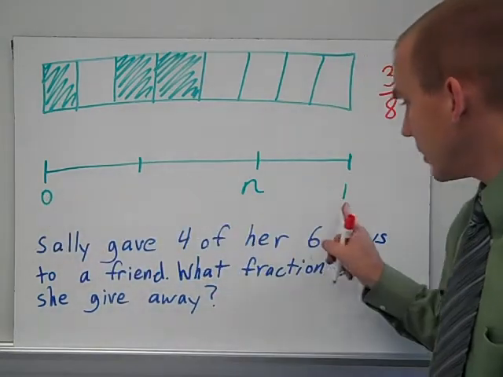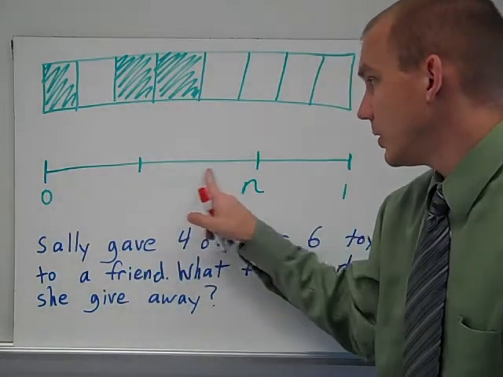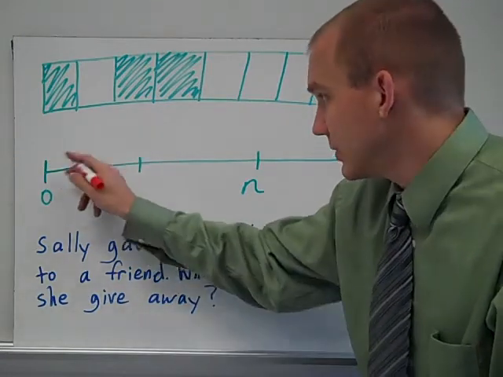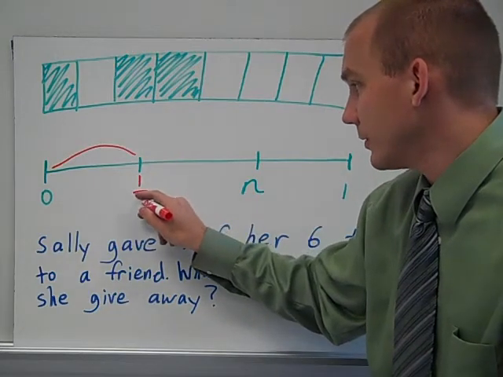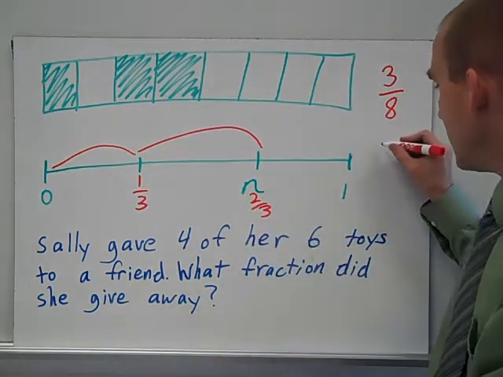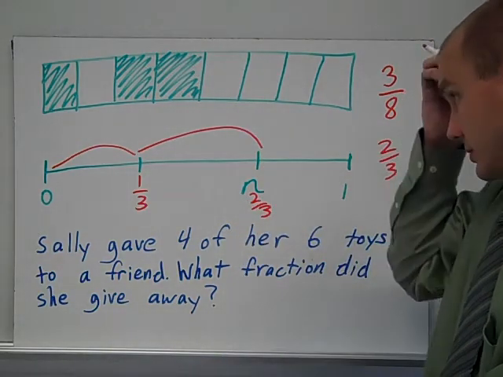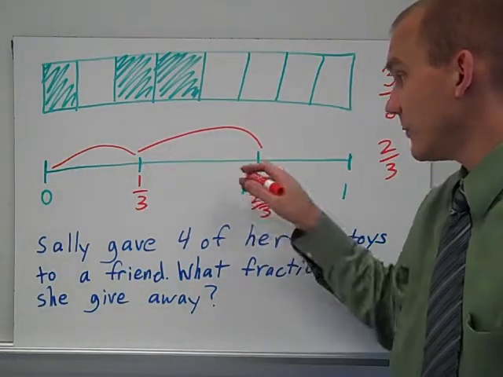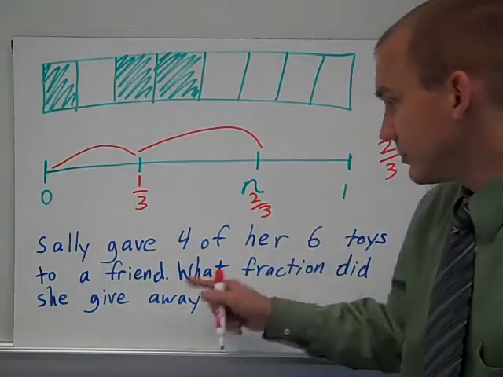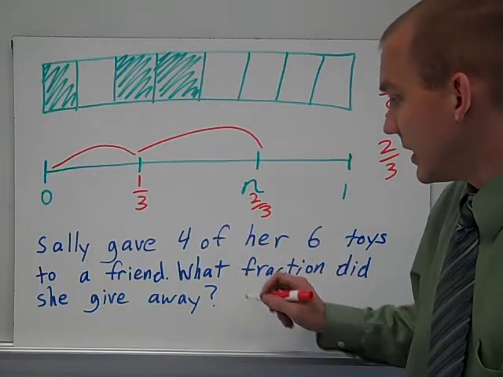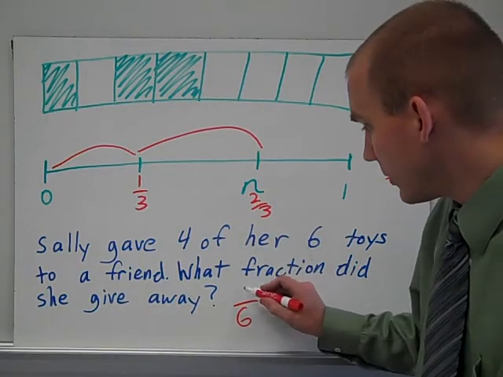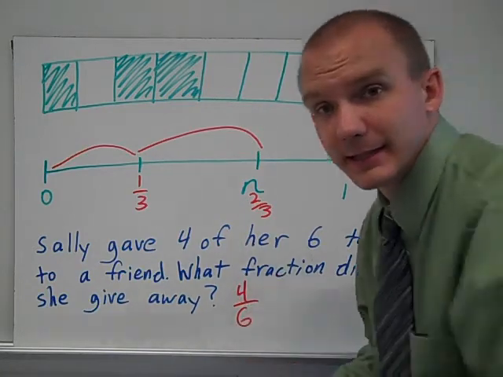The next one is a number line. It starts at 0 and goes to 1. In between you have 1, 2, 3 equal parts. Well, that means that we're dealing with thirds. So this first jump would be to 1/3, and the second jump would be to 2/3, meaning that n would be 2/3, because it's 2/3 away from 0, going closer to 1. Sally gave 4 of her 6 toys to a friend. What fraction did she give away? Well, she gave 4 of her 6, so the total number of toys is 6, that's your whole, and she gave away 4 of them. So your fraction is 4/6.